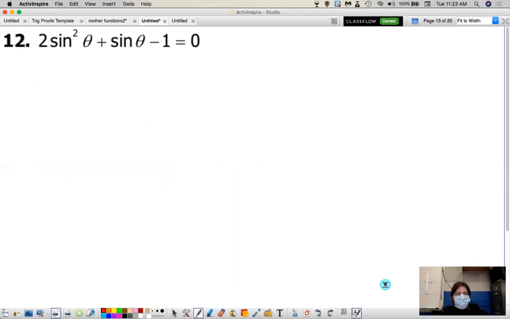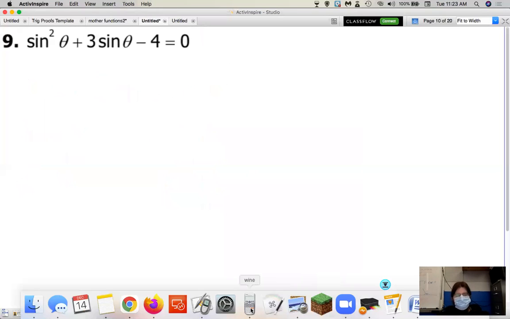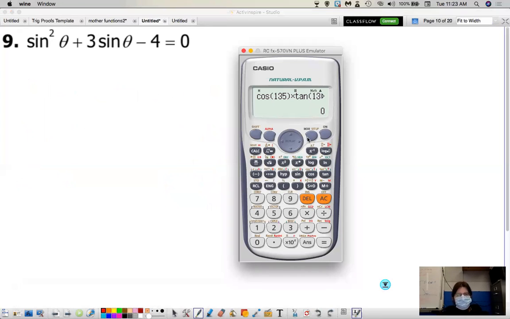These next two are exactly the same. Mode 5-3. It's a quadratic, y'all. Just use your quadratic formula. Sure, you could factor it, but why bother? Degree mode, yeah. Mode 5-3. I've got 1 sine squared, 3 sines, and -4 for my constant.